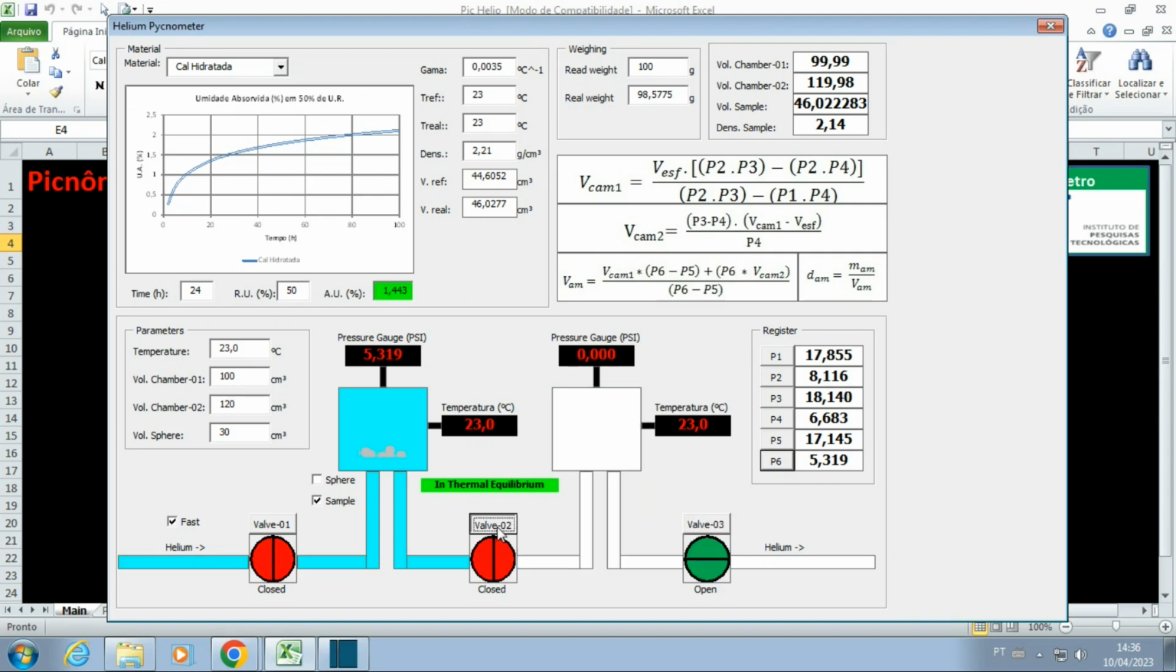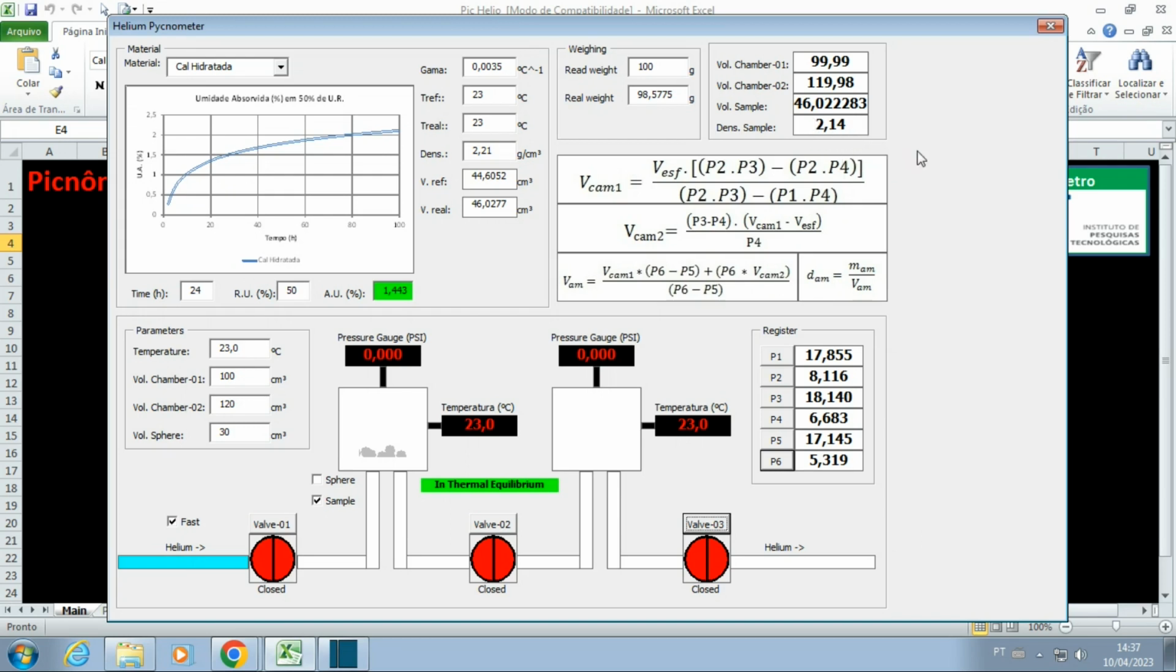Here we have a new equation where all values are known except the sample volume. P5 multiplied by the volume of chamber 1 minus the volume of the sample is equal to P6 multiplied by the volume of chamber 1 minus the volume of the sample plus the volume of chamber 2. Isolating the sample volume, we have the equation that's here in the table. And as the chamber volumes were previously obtained, we can calculate the sample volume as well as its density.